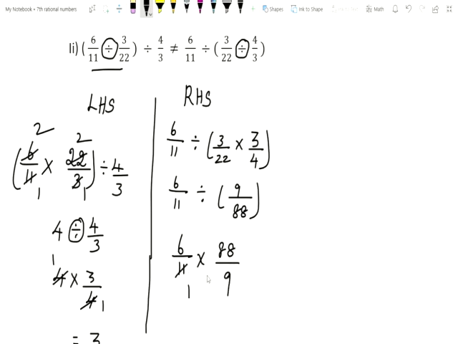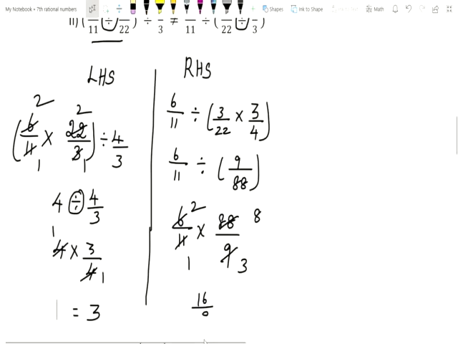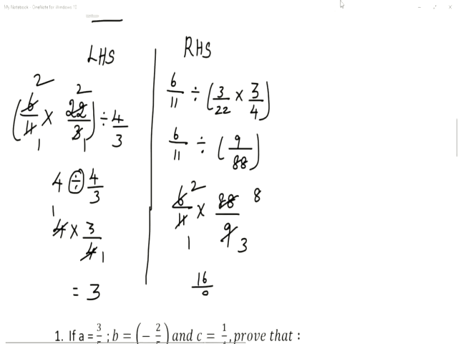11 ones are 11, 11 eights are 88. 2 3s are 6, 3 3s are 9. So what are you getting? 2 eights are 16 by 3. What are you getting? 16 by 3.